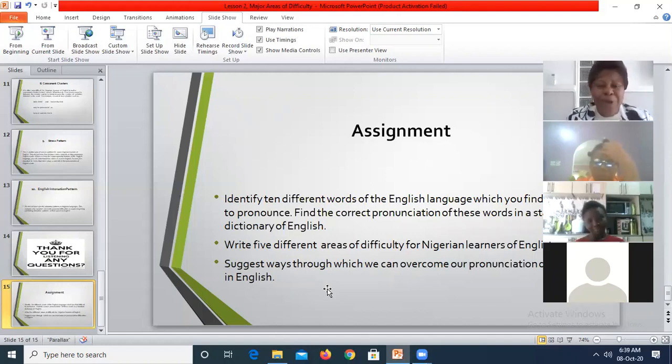The second one says, write five different areas of difficulty for Nigerian learners of English. That is not difficult as well. If you have listened attentively to this lesson, you will be able to find these difficult areas. The last assignment says, suggest ways through which we can overcome our pronunciation difficulties in English. Suggest not less than five ways. These assignments are not difficult, and I trust you will do them well and give me your answers.